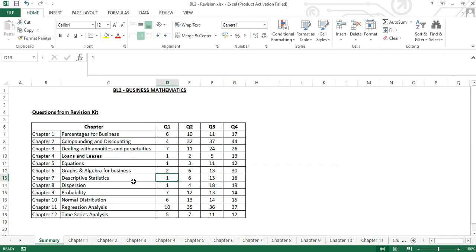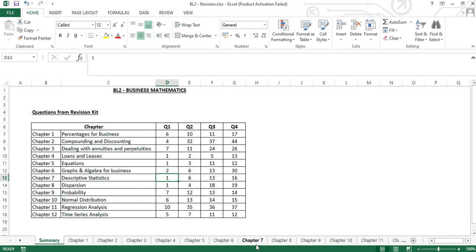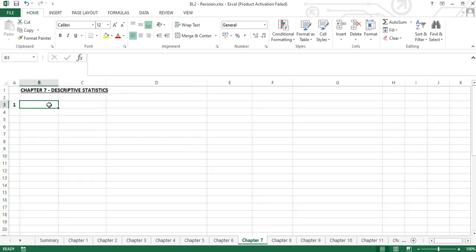Alright, let's move with the first question in chapter 7's revision kit. The following times taken to produce a batch of 100 units of product X have been noted. They've given the minutes. What is the median time? Now, first of all, we know in calculating mean or median, we first have to identify whether the number of items is an odd number or an even number.